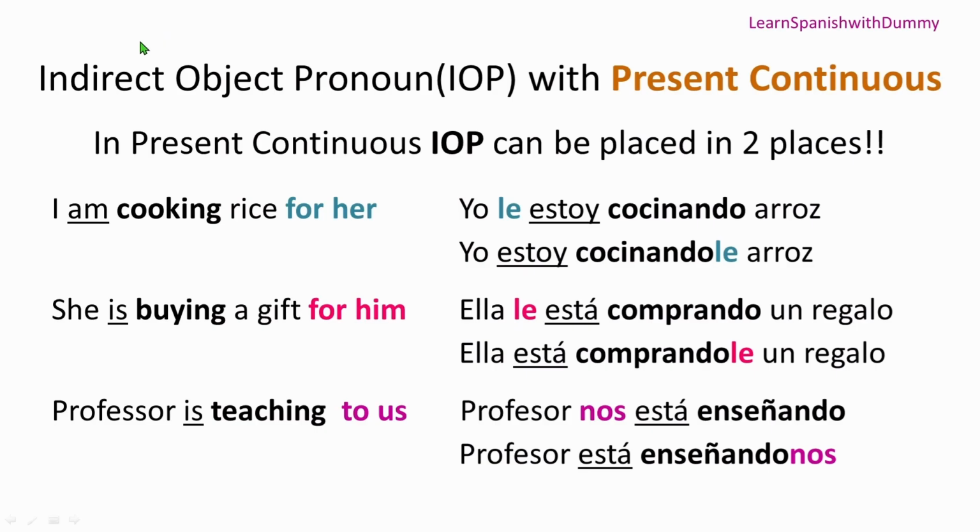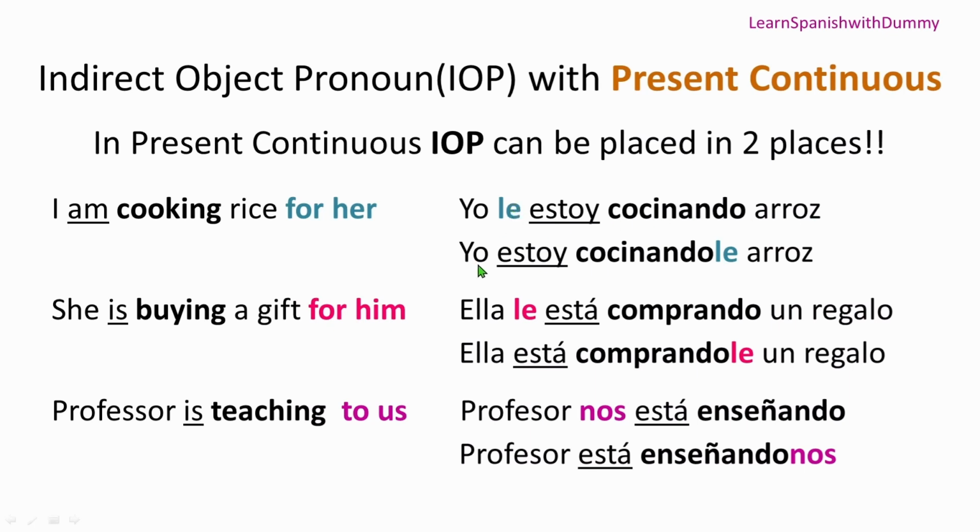Now here we're going to see some present continuous sentences, and we will see where we place the indirect object pronoun. It says that in present continuous, the indirect object pronoun can be placed in two places. Let's see them. For example, I'm cooking rice for her. So you say, yo le estoy cocinando arroz. Yo le is for her, right? Yo le estoy is I am. Yo le estoy cocinando is cooking. Yo le estoy cocinando arroz. Literally it's like saying I, for her, am cooking rice.